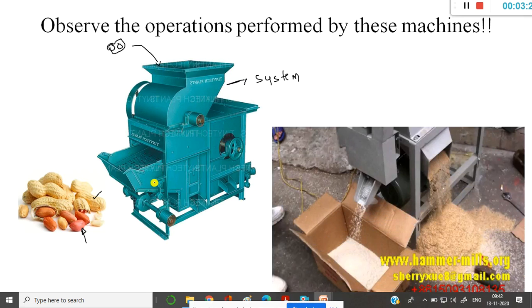Now one more figure. This is called the rice puller machine. The input for this system is a complete paddy. After the processing, I have the rice at one side and the chaff at another side. The paddy consists of both the rice plus chaff.